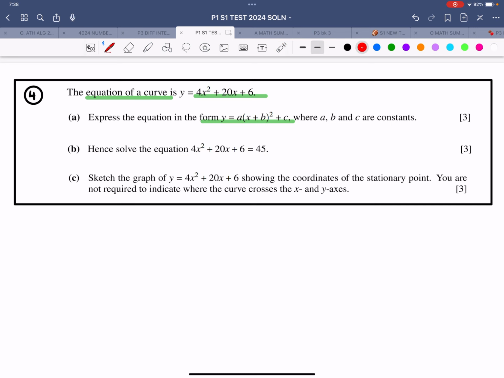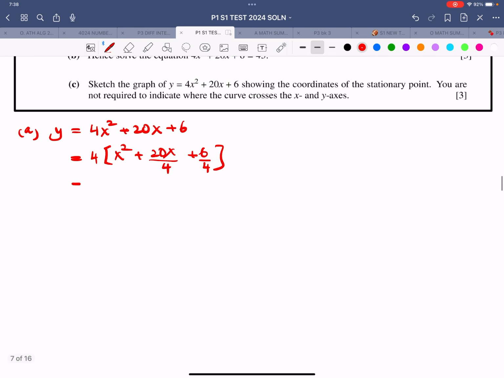So let me do the first two parts first. Part A, y = 4x² + 20x + 6. Make sure the coefficient of x² is 1. 4 common, x² + 20x/4 + 6/4. Let's go step by step. There is no hurry. This is 4. This is x² + 5x. 6/4 is 3/2.